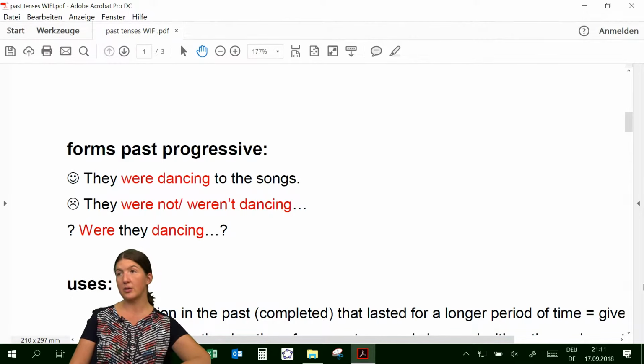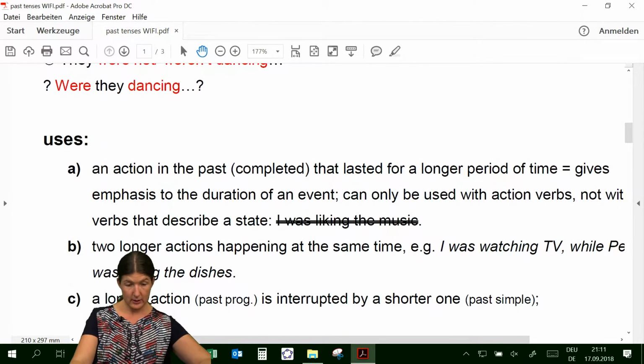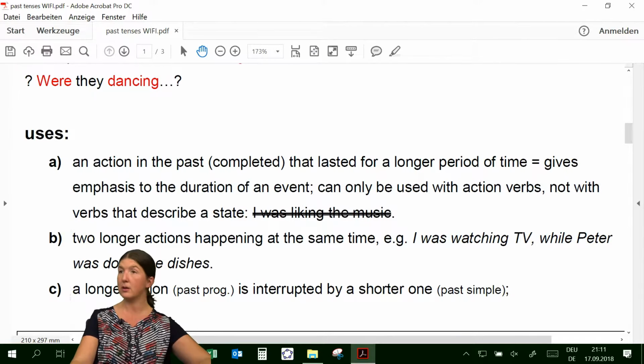In oral English, you would probably use the contractions. Question is, were they dancing to the songs? So here you only invert the sentence structure, basically. First form and third form use the was, but you know that, of course, all the plural forms use the were. Those of you who watched my stream on present tenses, did I ever do that? Yes.